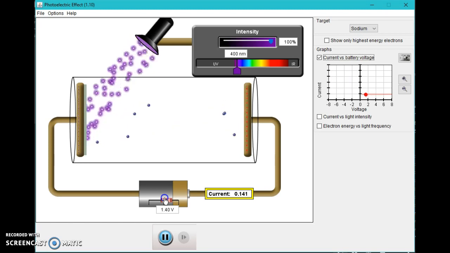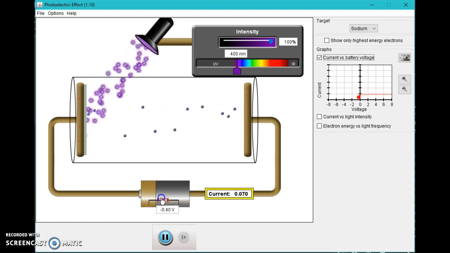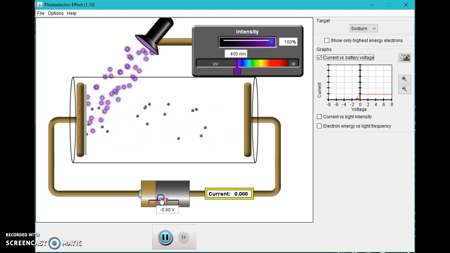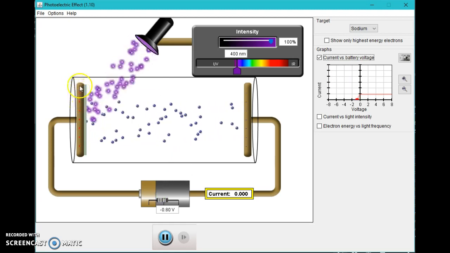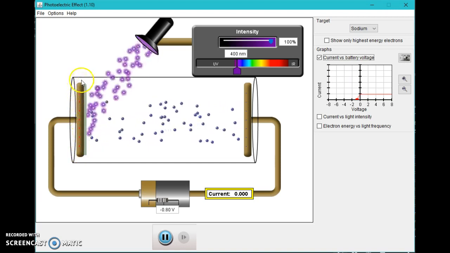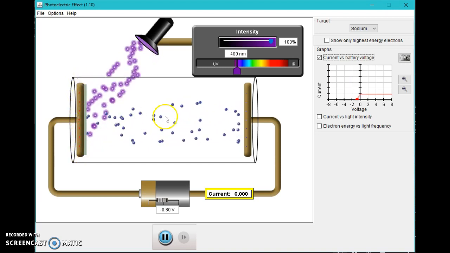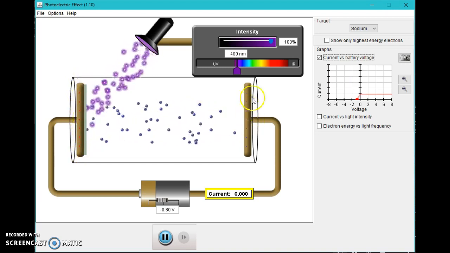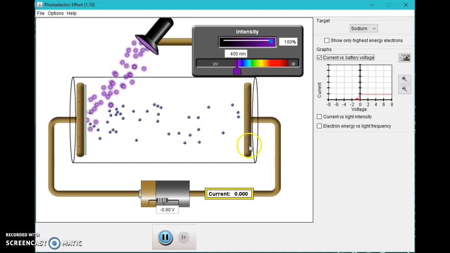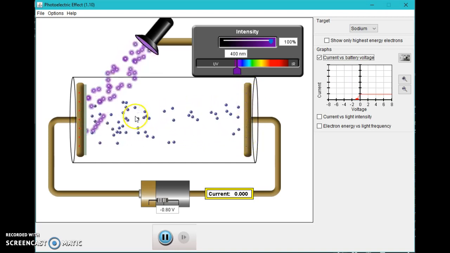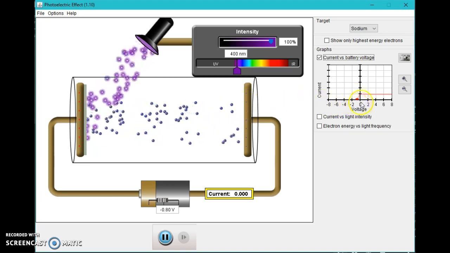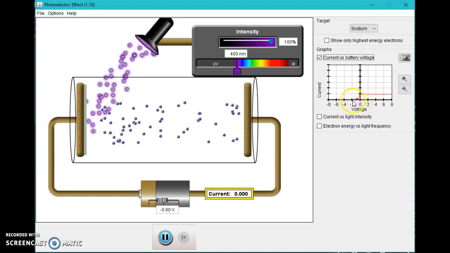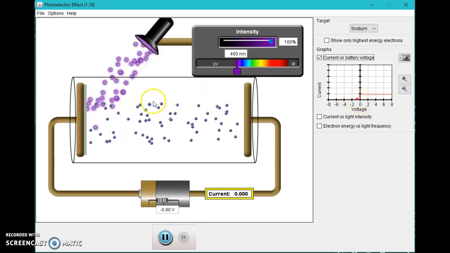If I reverse the polarity of the terminals and go towards a negative voltage, you can see that this photosensitive metal has a positive potential. The electrons are attracted back towards the photosensitive metal, and the collecting plate now has a negative potential, which repels the electrons. So at some voltage, no more current flows. This voltage is related to the work function of the metal.